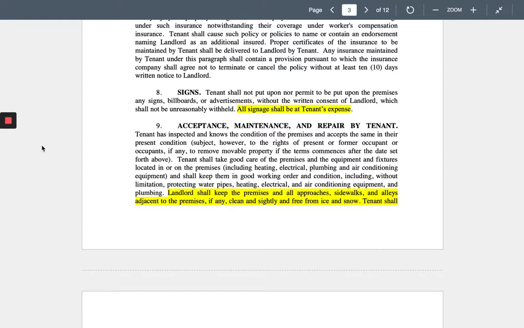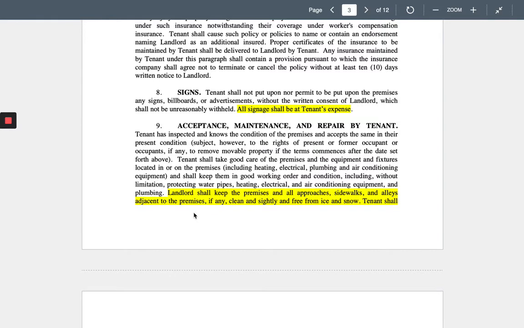Tenant has inspected and knows the condition of the premises and accepts the same in their present condition, subject, however, to the rights of present or former occupant or occupants, if any, to remove movable property if the term commences after the date set forth above. Tenant shall take good care of the premises and the equipment and fixtures located in or on the premises, including heating, electrical, plumbing, air conditioning equipment, and shall keep them in good working order and condition, including without limitation, protecting water pipes, heating, electrical, air conditioning equipment. So the burden of maintaining all of this is on the tenant.